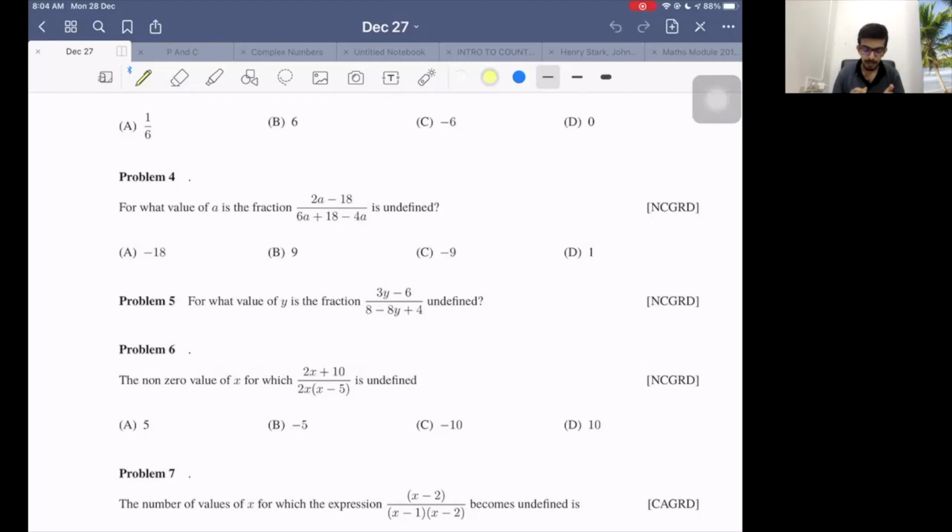So in the denominator, we have 6a minus 4a, and these need to be combined. We have 2a plus 18. This becomes undefined when the denominator becomes 0. So 2a plus 18 equals 0, 2a becomes minus 18, and a becomes minus 9. Minus 9 is the answer.